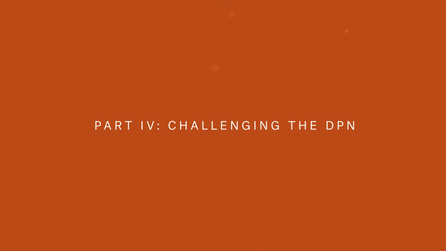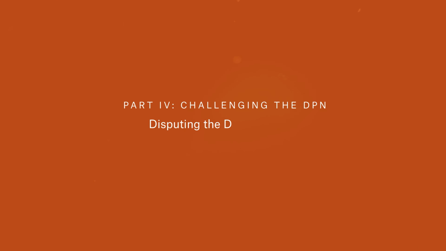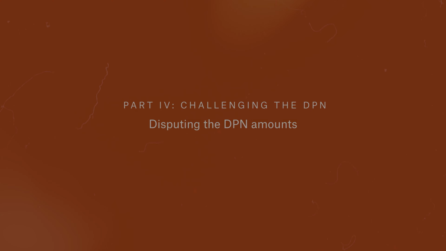But what if you disagree with the amounts in the DPN? If you disagree with the amounts in the DPN, there are potentially options to dispute those amounts. Those options are for the company to dispute those amounts. Now, what your options are depend on what tax type it is. So for GST and SGC, your options will look a little different than it would if you disagree with the pay-as-you-go withholding amounts.